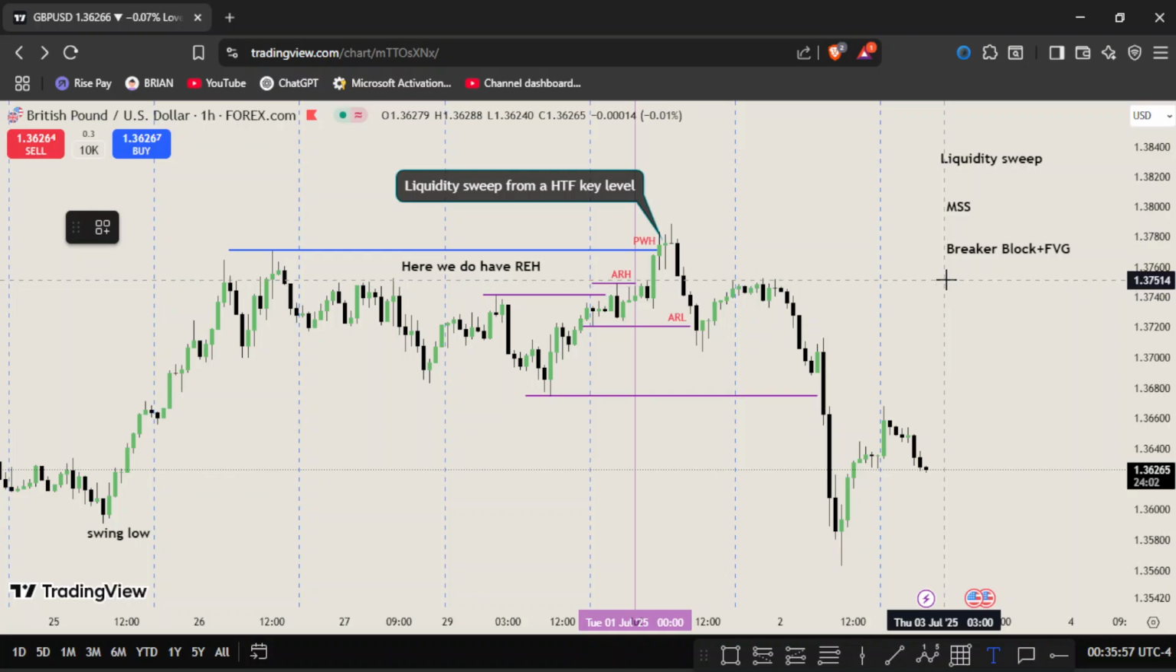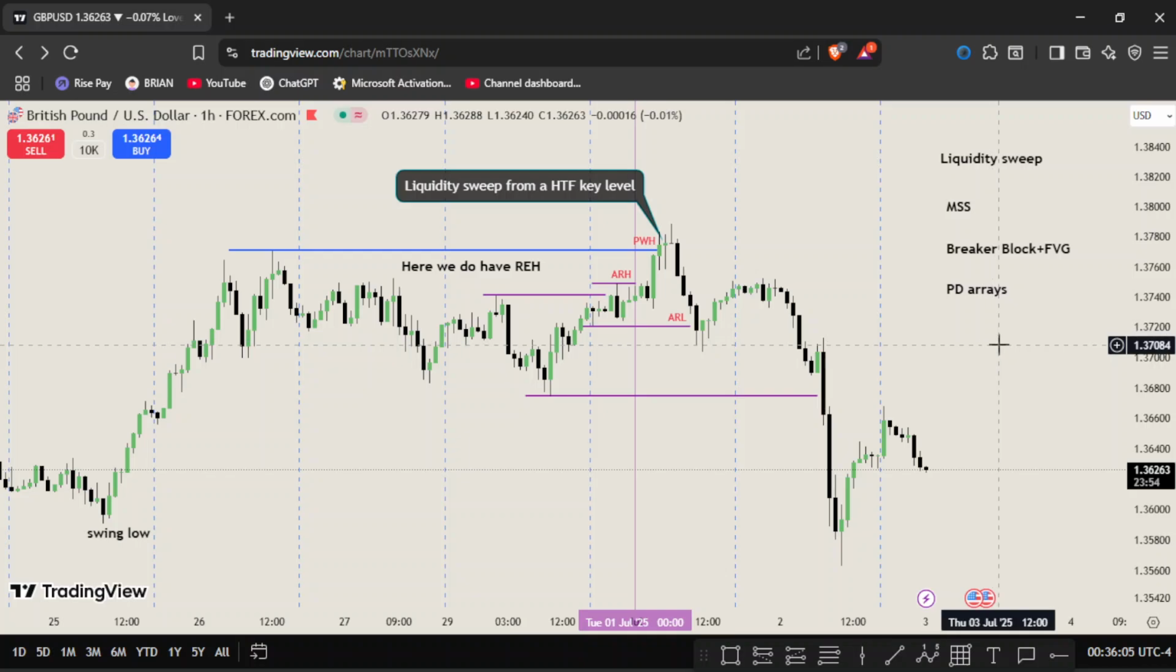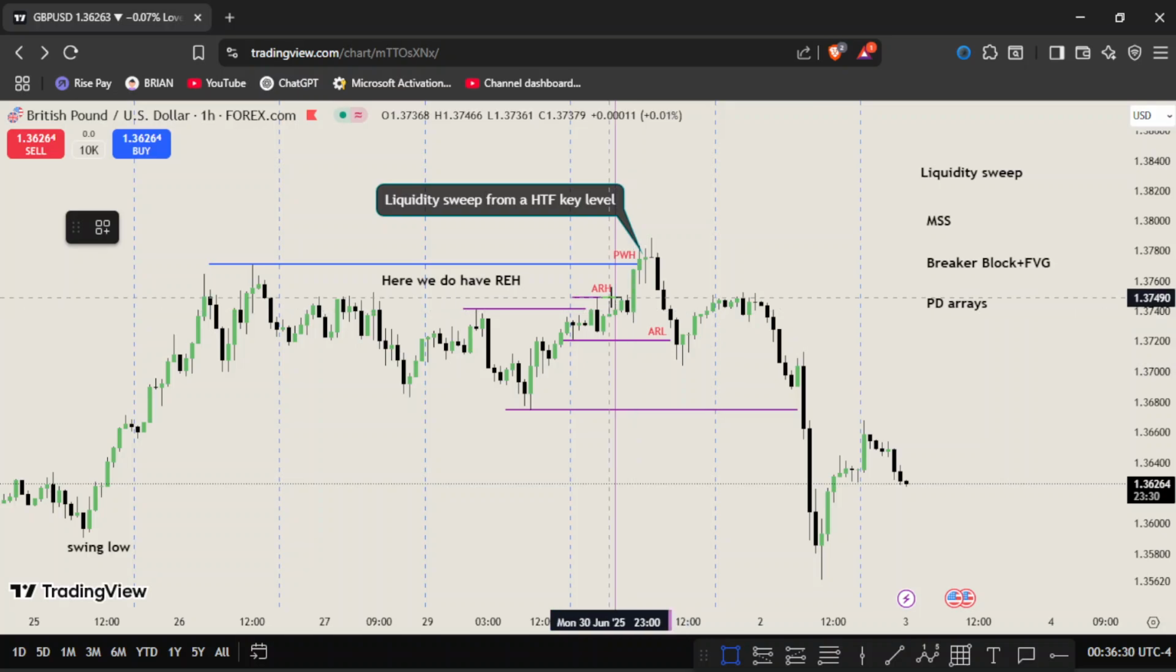PDRAs. Let me add this here. What are the types of PDRAs? The types of PDRAs are fair value gaps, imbalances, and most of them are something like that. So our first PDRA will be when we were moving on a bull run, we created a fair value gap. Let me show you that fair value gap from here. So we created this fair value gap.